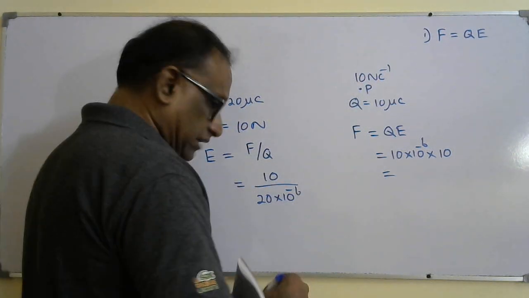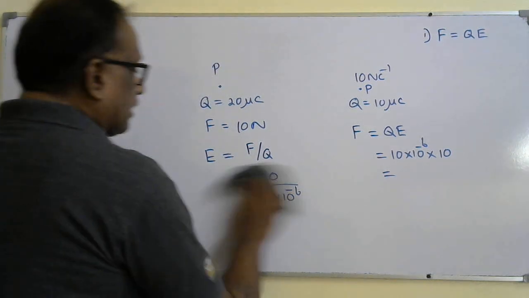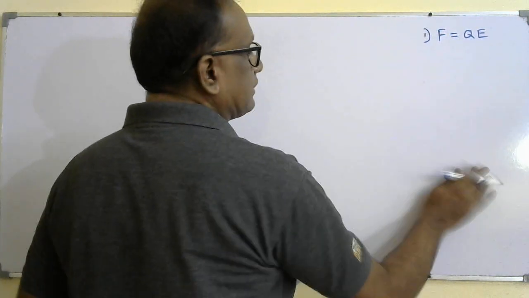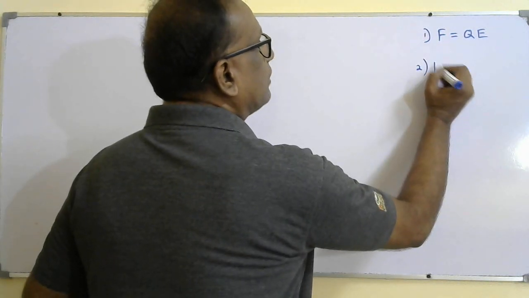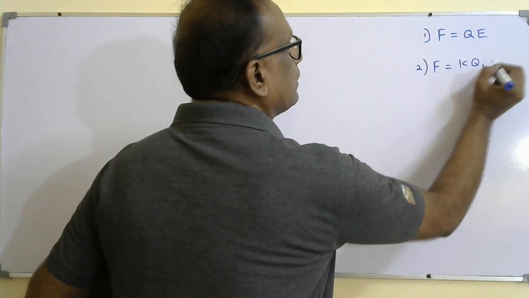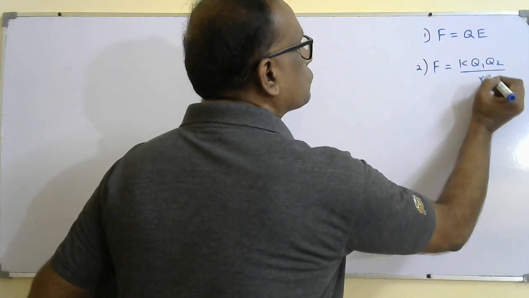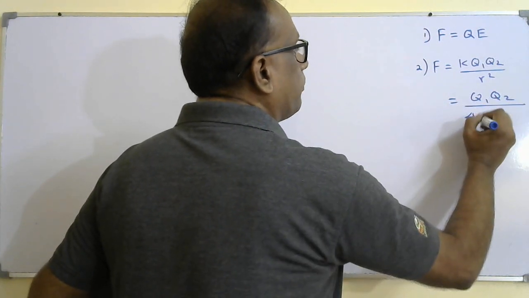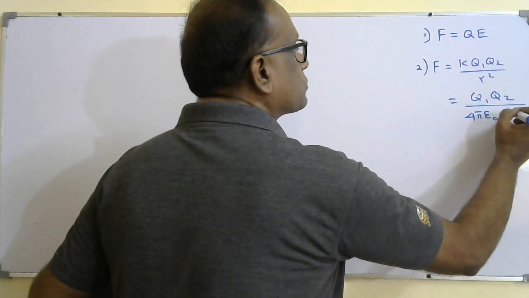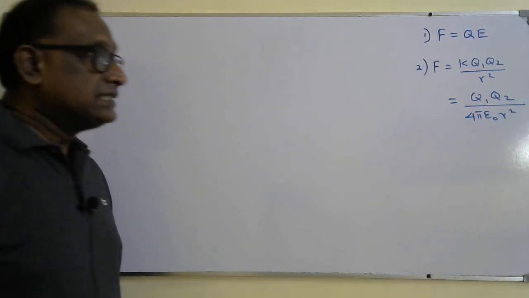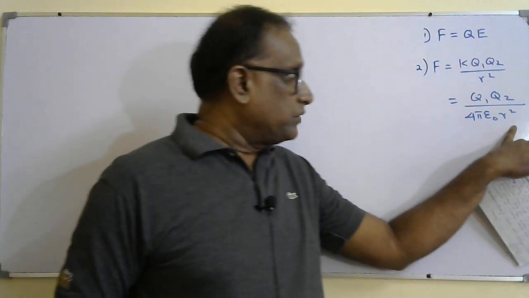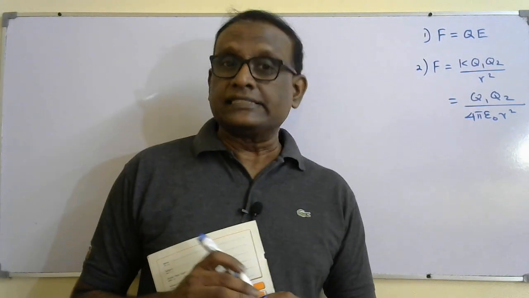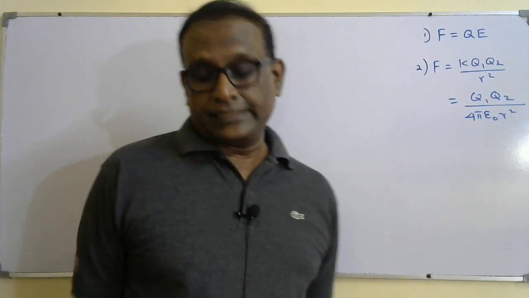Second, we learned Coulomb's law. F equal K Q1 Q2 over R squared, or Q1 Q2 over 4 pi epsilon naught R squared. If you know the 2 point charges and the distance between them, we can find the electrostatic force between the 2 point charges by using this equation.